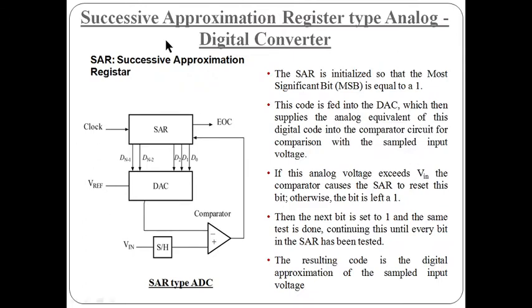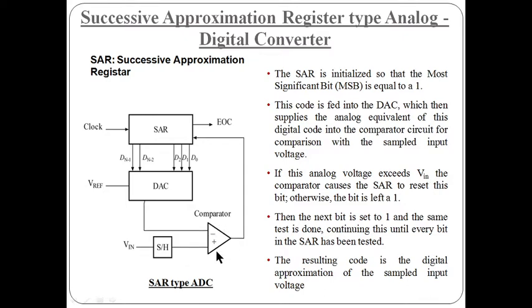Now this is the successive approximation register type analog to digital converter you can see on your screen. This SAR means successive approximation register. This is the digital to analog converter. These are the components of this successive approximation register type analog to digital converter.